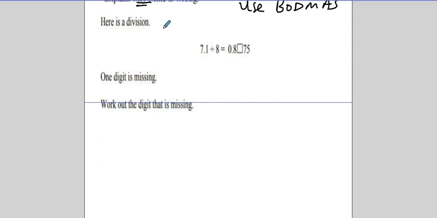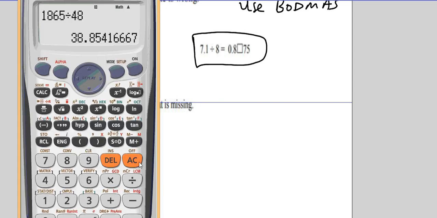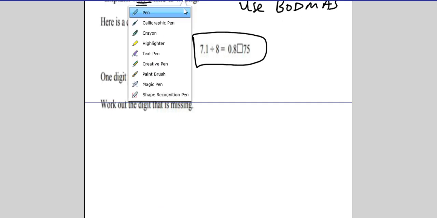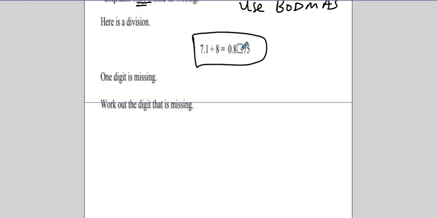Here is a division. One digit is missing. Work out the digit that is missing. If this question comes in paper 2, you are good to go with a calculator. Do 7.1 divided by 8, and you'll get 0.8875. So you'll get 0.88. So the missing number here is 8.